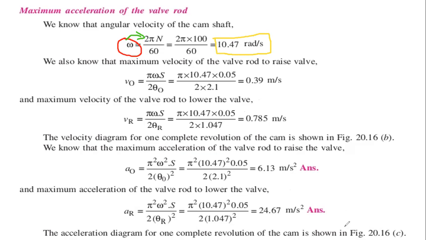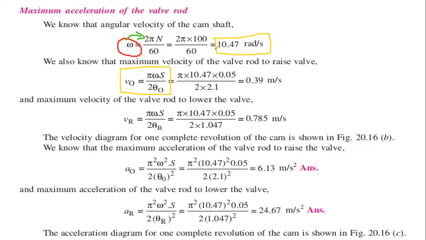Then we have to take the maximum velocity of the valve rod in the rising position, that is the rise valve, which is considered as the outstroke. There, the velocity for the outstroke is taken as pi into omega into s by 2 into theta of O. So that is the formula. This is the velocity for the outstroke, where O means outstroke. This is the formula for simple harmonic motion.